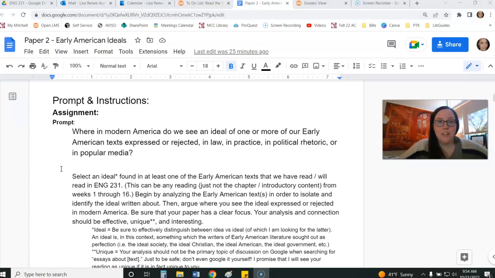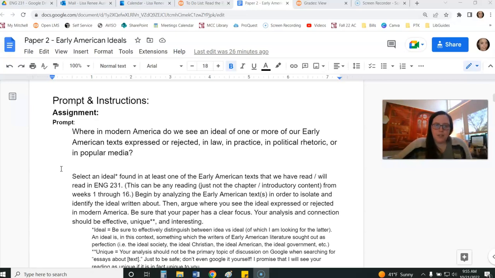And some of our texts tell us a story or give us a little personal narrative, and we have to pull the ideals out through analysis, which is a little bit more challenging, but a little bit more interesting. However you want to approach this first question, where do we see an ideal of early American literature expressed or rejected? You want to approach it indirectly or directly, it's perfectly fine, however you want to do it.